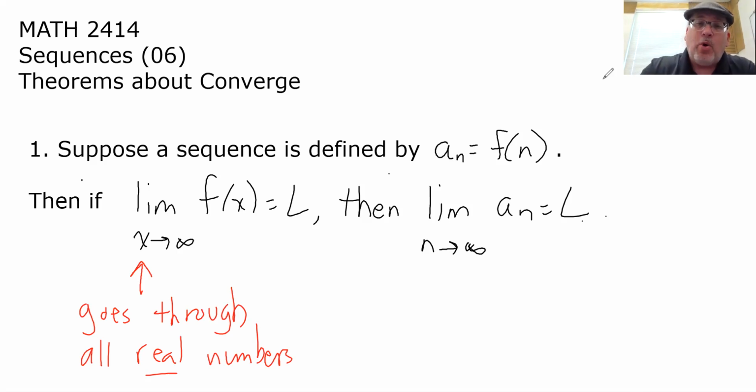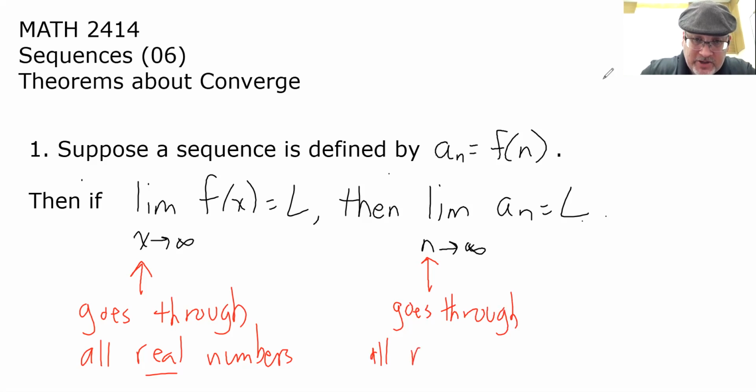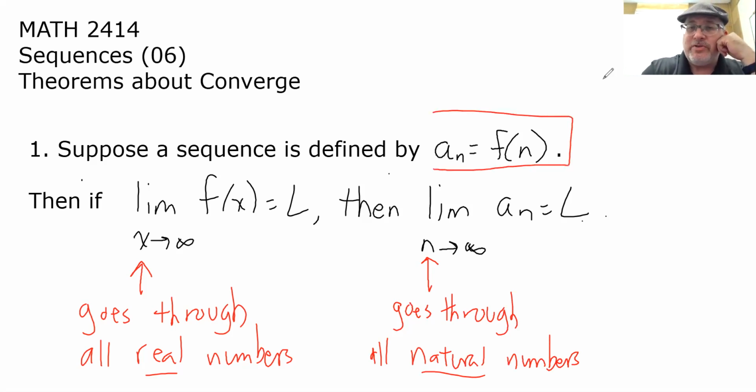But when you see a lowercase n in a calculus problem, you can almost always assume that it's an integer or a whole number. So this limit goes through all natural numbers. So n equals 1, 2, 3, 4, 5, et cetera. And you might be thinking, well, what's the difference? Well, the difference is when we're analyzing a sequence for convergence, we're looking at it discretely. We're stopping at each whole number along the way.